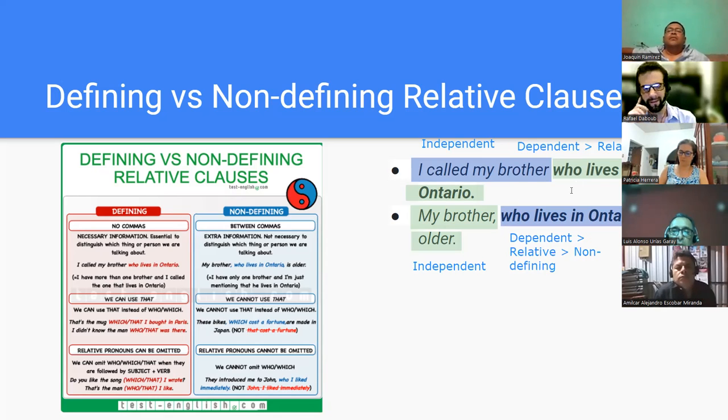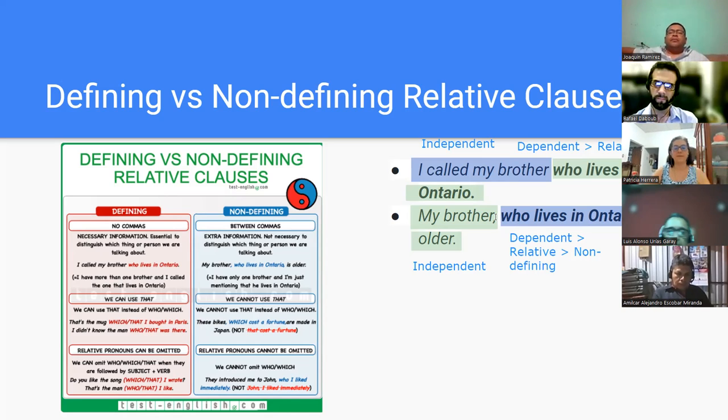Now, here's why. You use commas, right? But it's not because of the comma itself, okay? The reason why you use commas is because, hey, this information is extra. The main idea, guys, is that my brother is older, right? I could say, hey, Rafael, did you know my brother is older? That is the main piece of information. But if I say, hey, Rafael, did you know my brother, who lives in Ontario, is older? That who lives in Ontario, guys, is not the main idea. That is extra information. Got it?